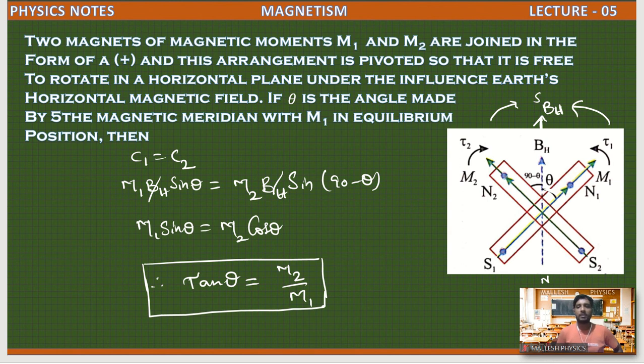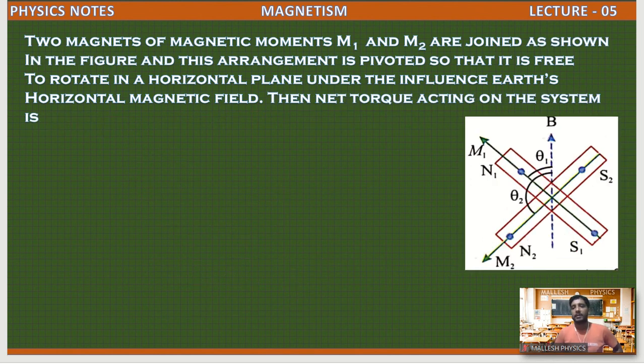Next application: these two magnets of magnetic moments m1 and m2 are joined as shown in the figure. They are not fixed, just joined, so that the combination is free to rotate in the horizontal plane under the influence of Earth's magnetic field BH, which acts along the vertical direction in this diagram. If you observe these two magnets, the north pole of the first bar magnet is in this direction, n1, and the north pole of the second bar magnet is like this, n2.